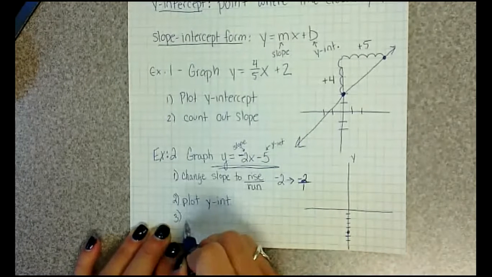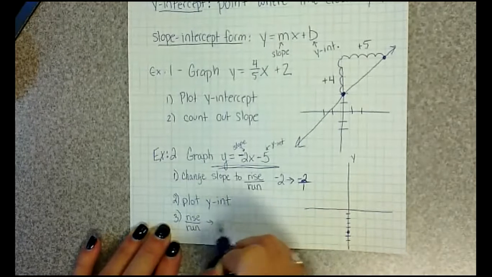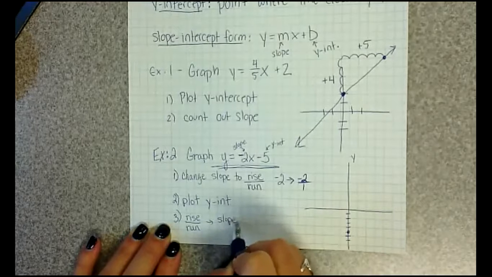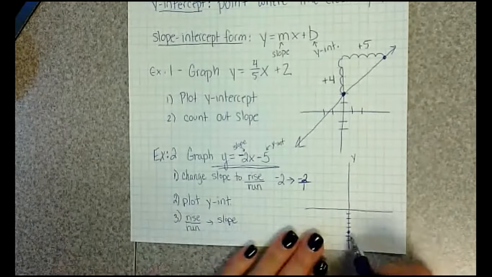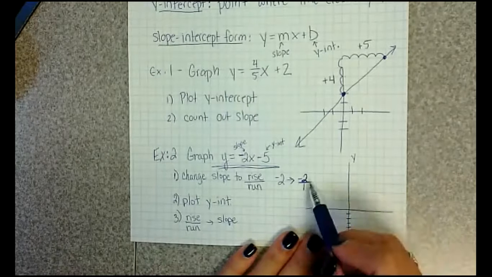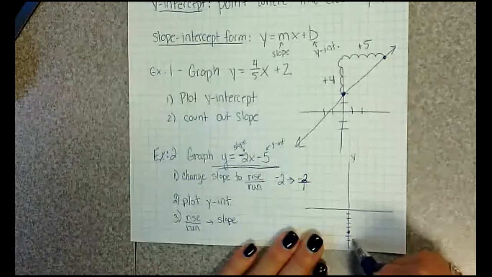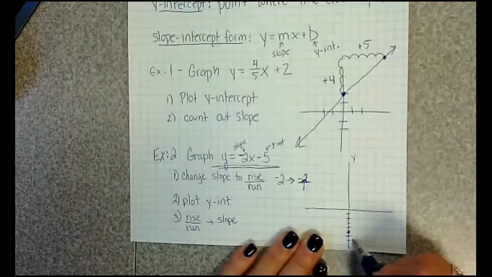And then do your rise over run for your slope. From that point, this is your starting point. So here's the trick on this one. It's a -2. So from here, I'm going to fall 2 and then run a +1. Fall 2, run a +1.